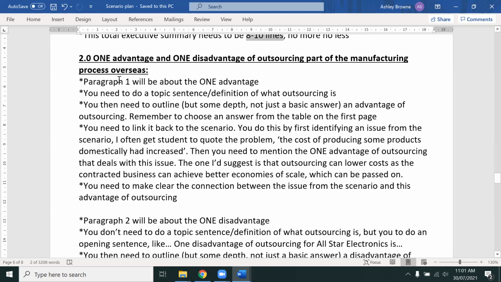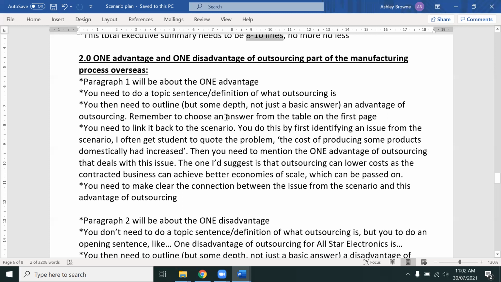All right, so paragraph 1, and there's a second paragraph within this subheading. Don't combine them. Paragraph 1 is to be about one advantage. You need to always do your topic sentence. For this, it would be a definition of what outsourcing is. You then need to, following on from that sentence, outline, but again, not in terms of a short answer outline, it's some depth, not just a real basic answer. Outline an advantage of outsourcing.